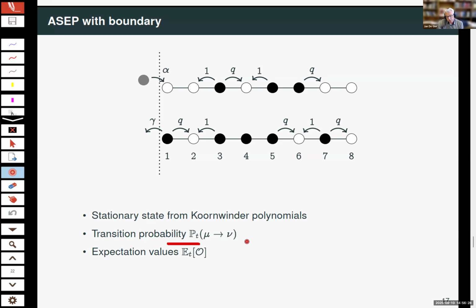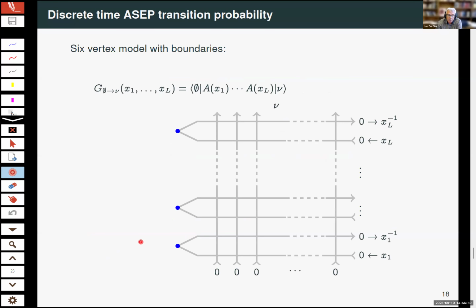And you can compute the transition probability to go from a particular configuration mu to nu in time t. And also there are results for expectation values that you can compute using the machinery of solvable lattice models. And I think Tomohiro gave a nice sort of history of people who made valuable contributions here. So the fact that you lose particle conservation poses significant technical challenges.